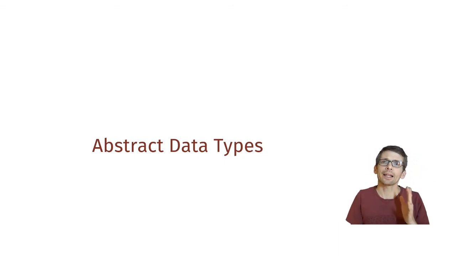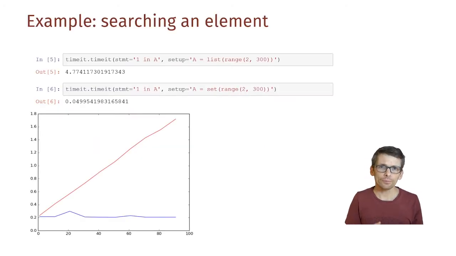Let's first look at an example, and that is searching. So let's say we want to have a data structure for searching in a set of numbers. And we've seen this example before. Here I'm comparing the running time of search for Python lists versus Python sets. And in a Python list, searching takes linear time in the input size. And that's not surprising because that's simply the linear search that we've already seen.